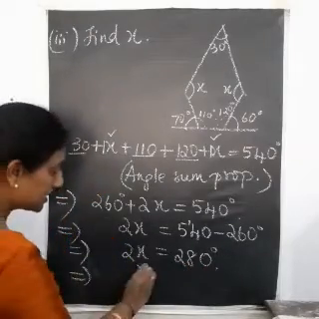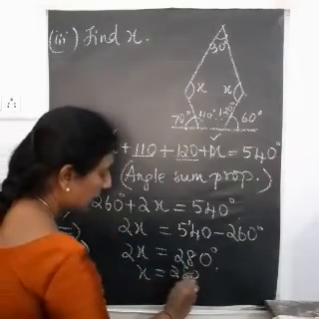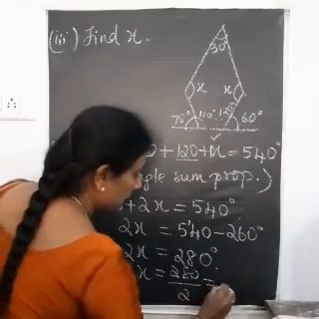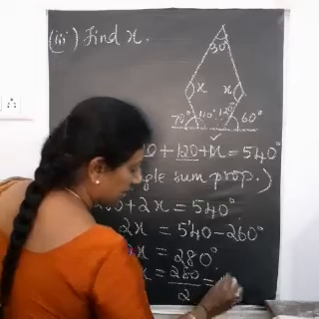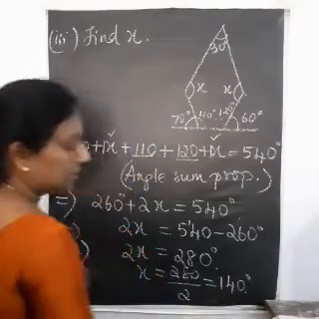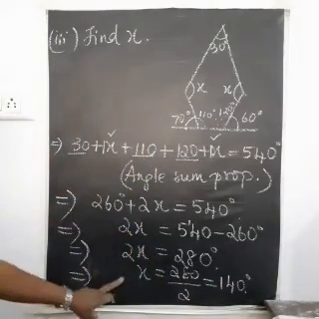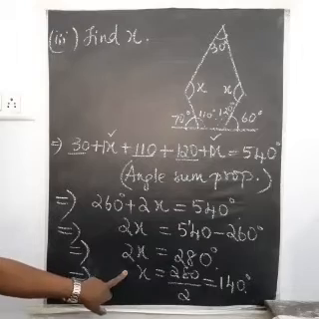So what is x equal to? 280 divided by 2. Why am I dividing? Because there is multiplication here. We bring it down this side to be 140 degrees. So this is my answer for the value of x.